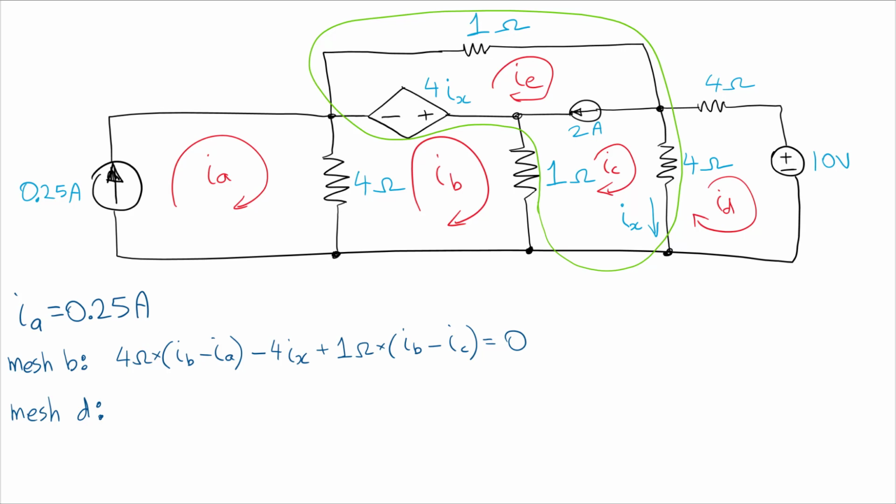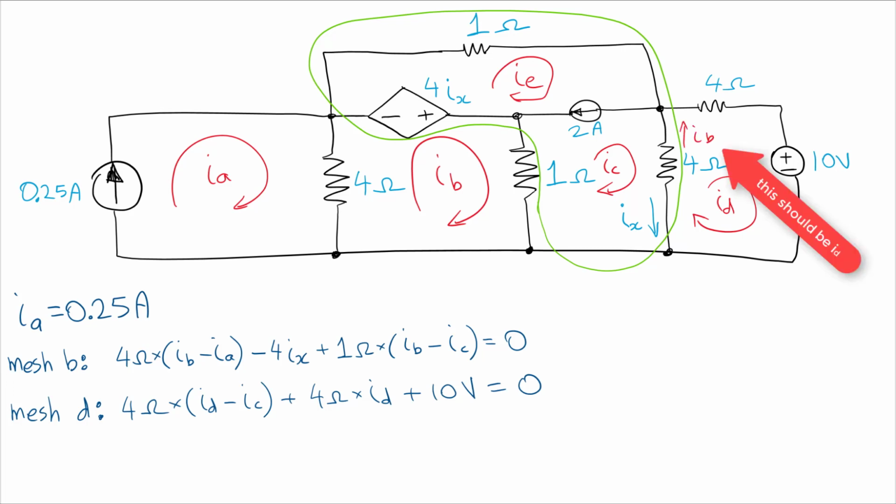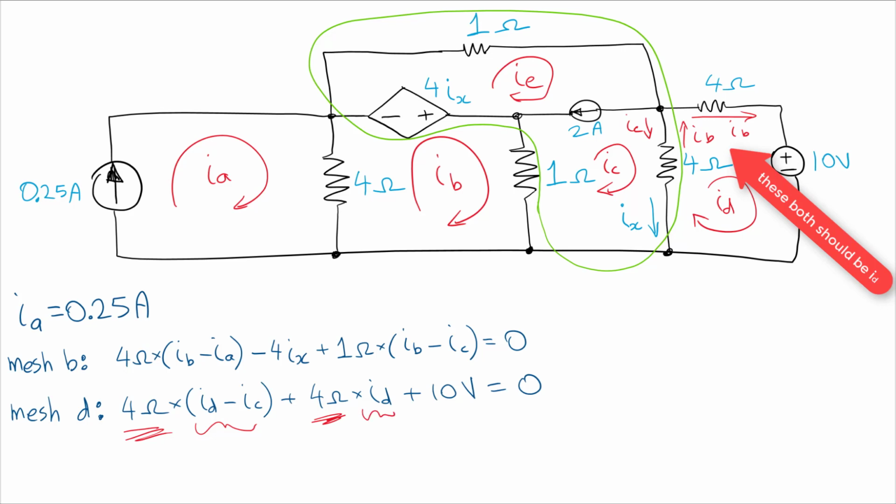Let's do the next one for mesh D. So mesh D is over here. Okay, and then the equation is going to look like this. So you can study that equation. It uses the exact same methodology as for mesh B, and it should make sense to you. So we're going up through the 4 ohm resistor. IB is going this way. IC is in opposition, so hence we have ID minus IC for the 4 ohm resistor. For the 4 ohm resistor, we come across to the left. IB is the only mesh current associated with the 4 ohm resistor, so it's just ID.